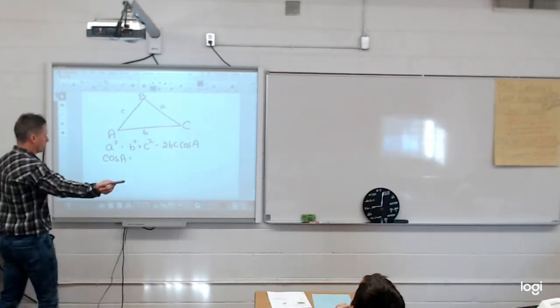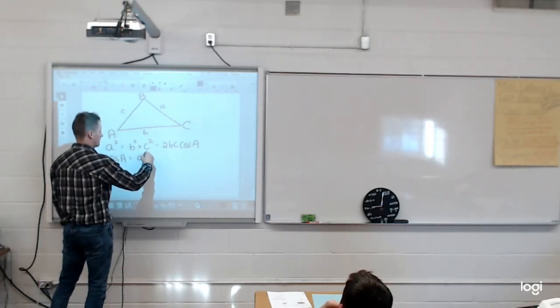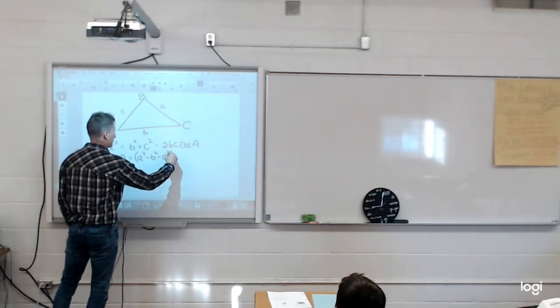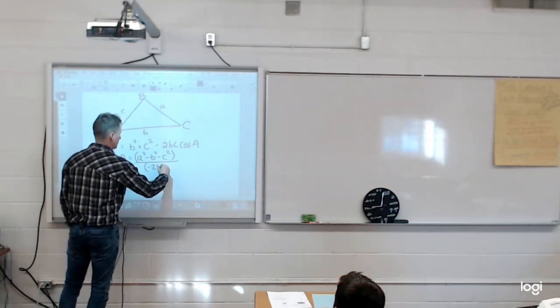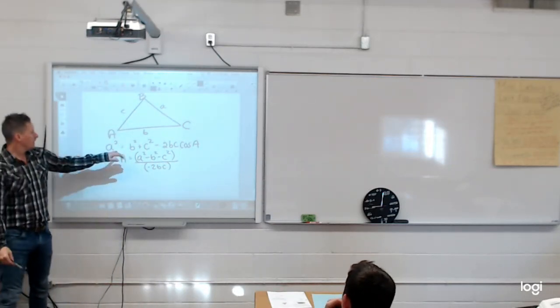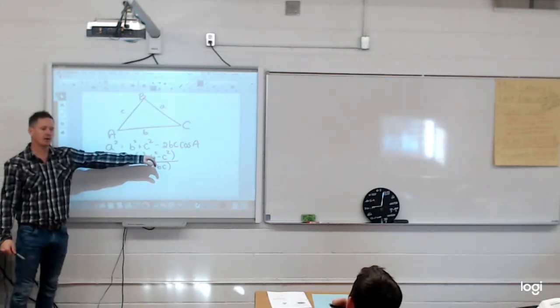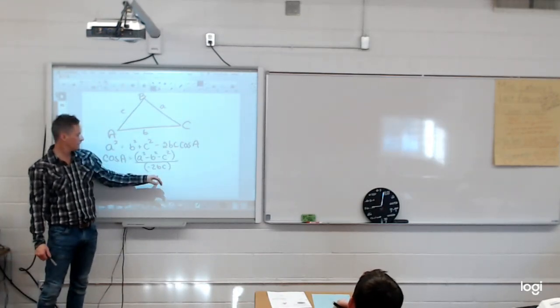Start me off here, Alexander. A squared minus B squared minus C squared. Perfect. Excellent work. There you go. I subtract and subtract that, so that gives me A squared minus B squared minus C squared, and then I have to divide by minus 2BC to put it here.